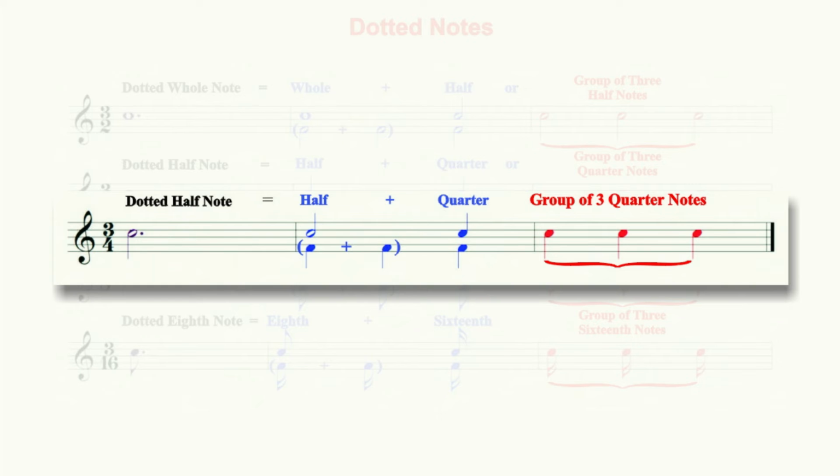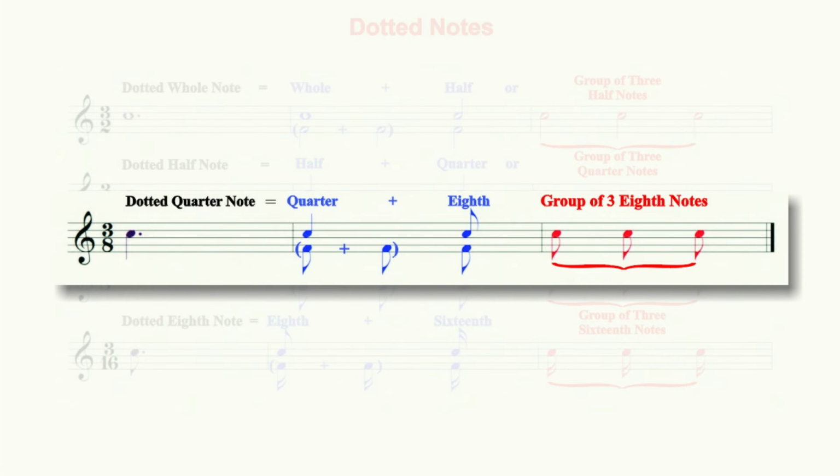It has a value of 1 half note, which is equal to 2 quarter notes plus 1/2 its original value, 1 quarter note, for a total of a group of 3 quarter notes, or a group of 2 quarter notes plus 1 additional quarter note. A dotted quarter note has a value of 1 quarter note, which is equal to a group of 2 eighth notes, plus 1 additional eighth note, for the total of a group of 3 eighth notes.